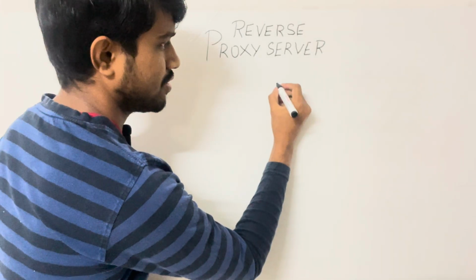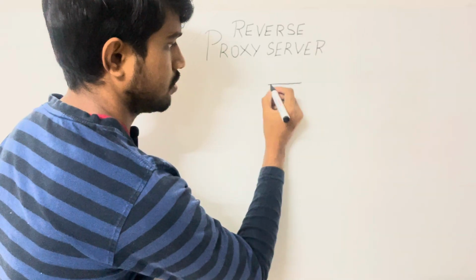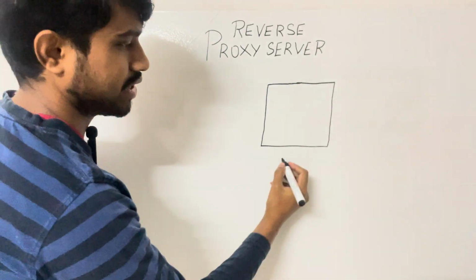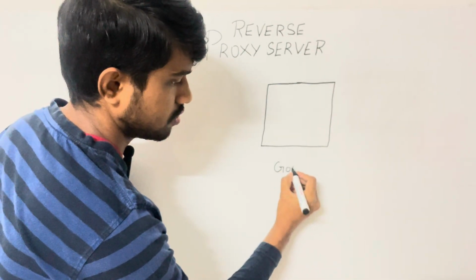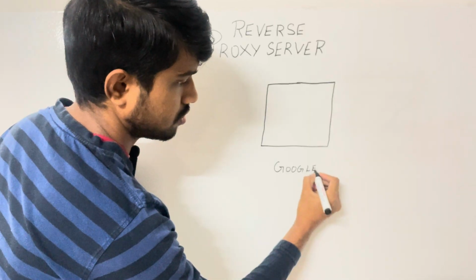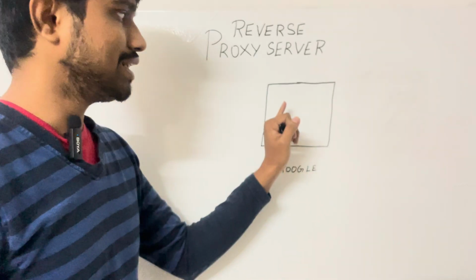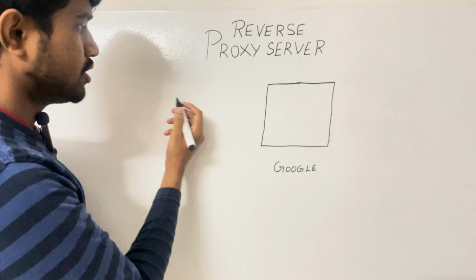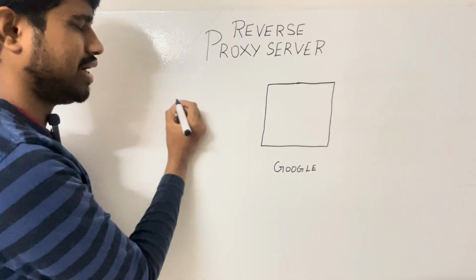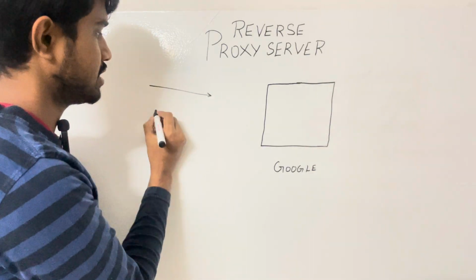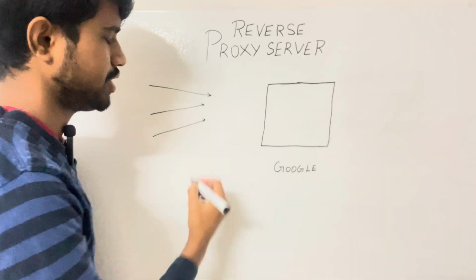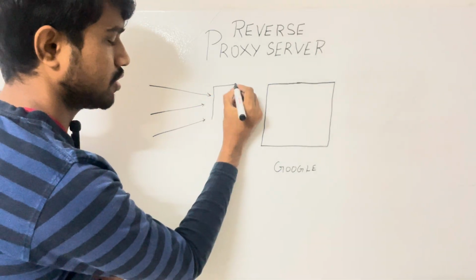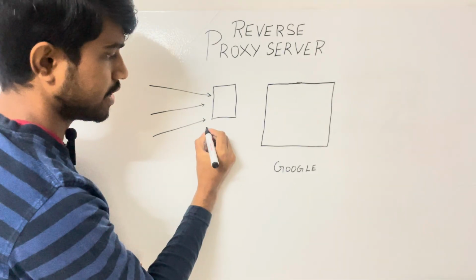So now we have, say for example, a Google server, and it can serve YouTube requests. A lot of people are sending access requests to YouTube. Someone is requesting a video, someone is requesting a video. So Google might configure a computer here called a reverse proxy server.